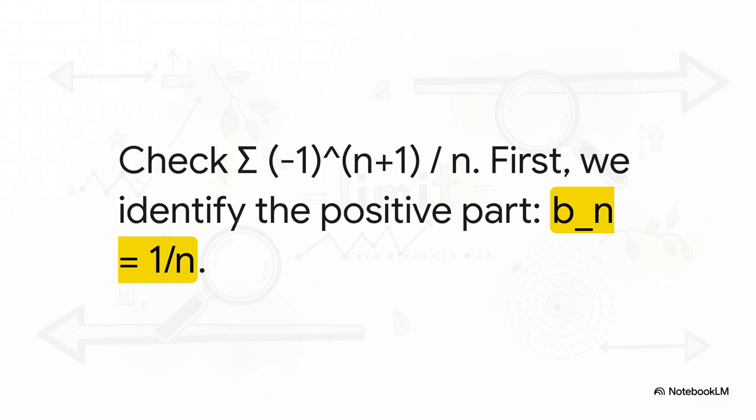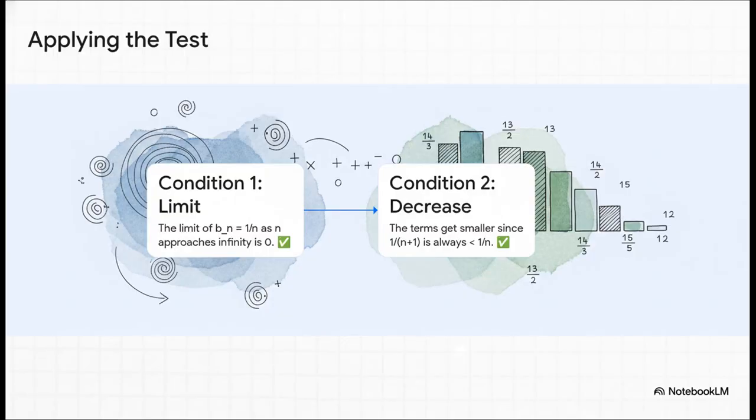So we just ignore the sign flipper, which means our b sub n is simply 1 over n. Time for our two-part checklist. First up, does the limit of our b sub n, 1 over n, go to 0 as n gets infinitely huge? Yep, it sure does. Condition 1, pass.